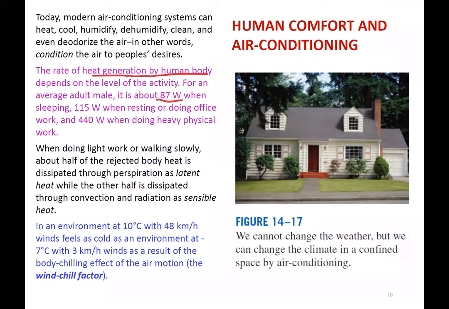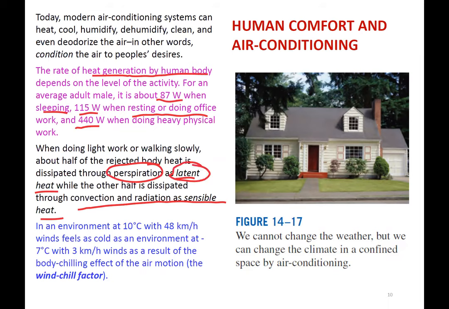87 watts is shown when sleeping, 115 when resting or doing office work, and 440 watts when doing heavy physical work, okay? So we reject body heat; the latent part is through perspiration, while what goes through convection and radiation is sensible. So by sweating, some is latent energy, and the rest is sensible heat, okay?